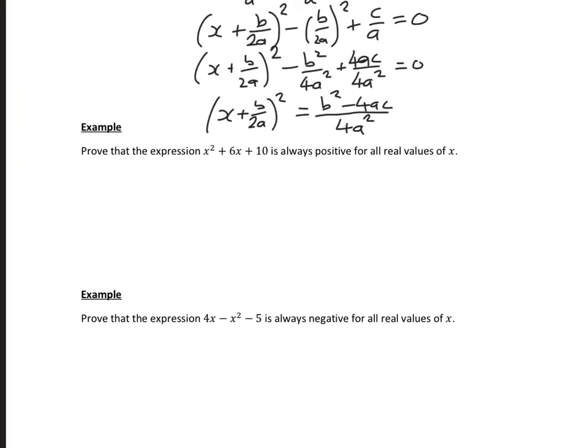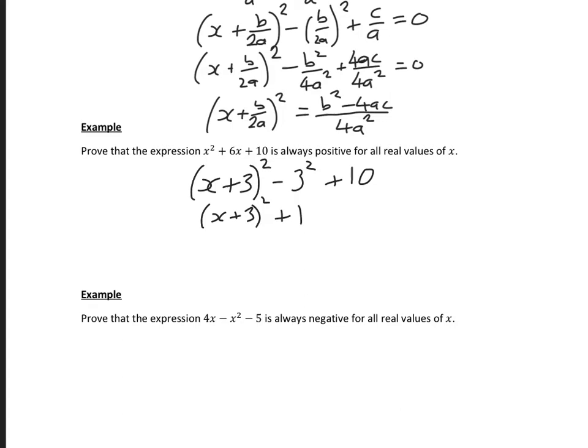We can prove that some expressions are always positive, always negative. So I've got x squared plus 6x plus 10, and I want to prove that's always positive for any real value of x. So completing the square will help for this as well. So if I complete the square, x plus 3 squared minus 3 squared plus 10. So simplify, I get x plus 3 squared, 3 squared is 9, so I get minus 9 plus 10 is plus 1.